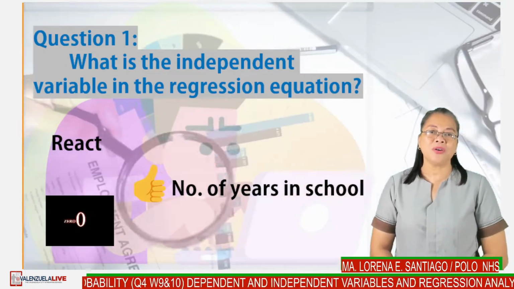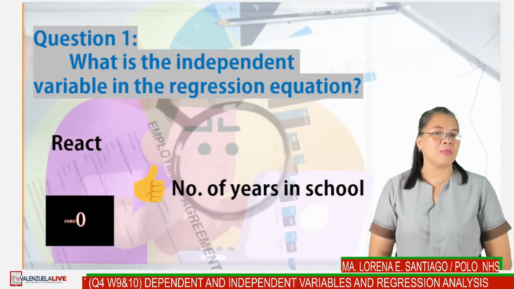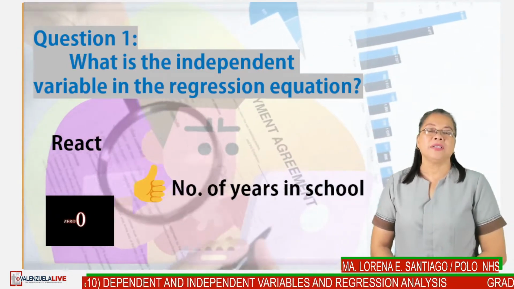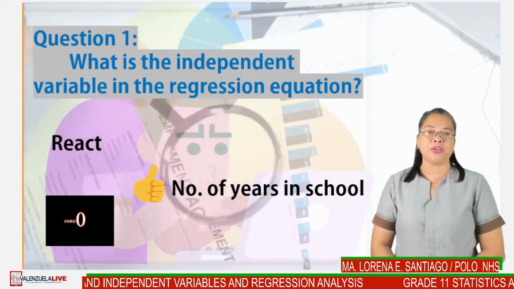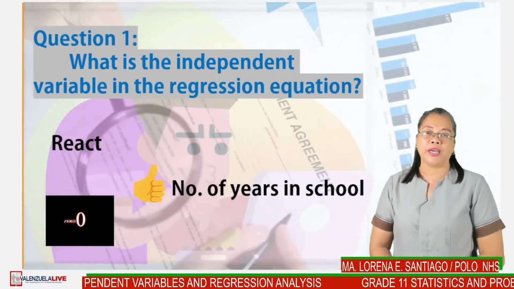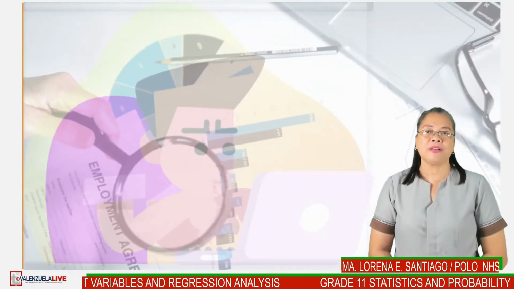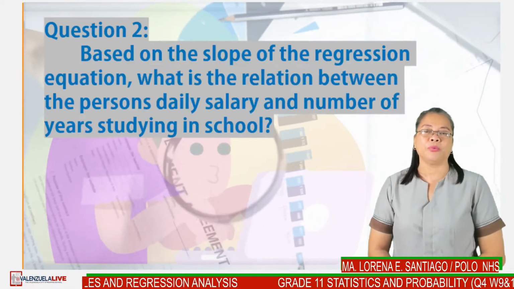What's your answer? You are correct. It's a thumbs up because the independent variable would be the number of years in school of any student. Let's have question number 2.